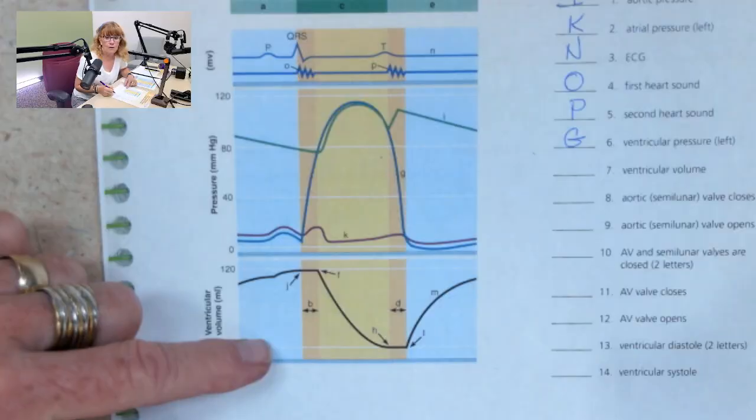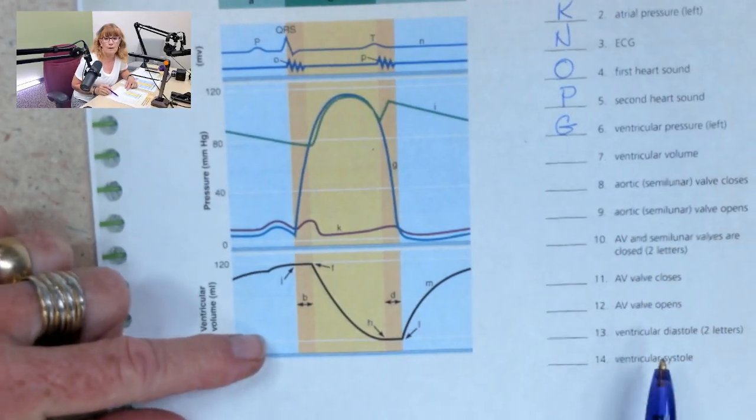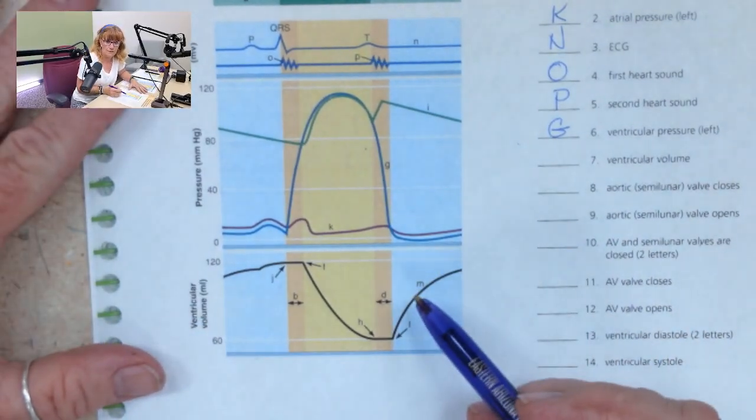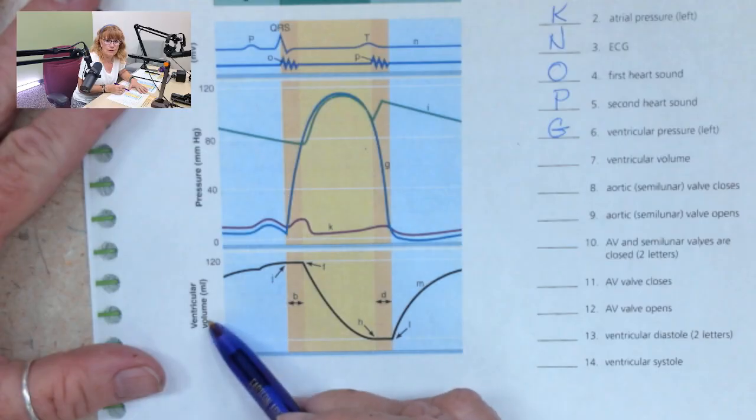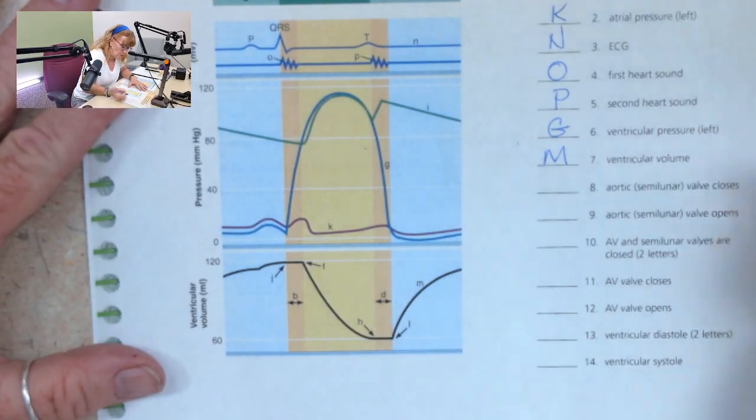All right, now the ventricular volume lines, we're just going to keep going down these and be filling them in as we can figure them out. So M is our ventricular volume. So we're going to put that.